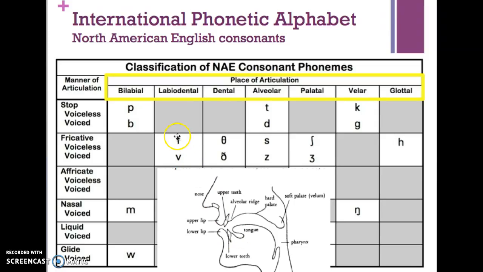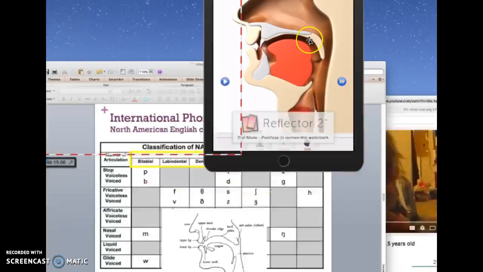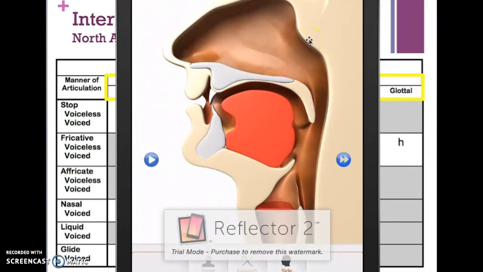And so for an F sound, for example, you'll notice that the bottom lip and your upper teeth are forming that narrow passage. And so let's take a quick look at my iPad here at an F sound. Notice teeth and lip. Okay, so it made some contact there to form that narrow passage.